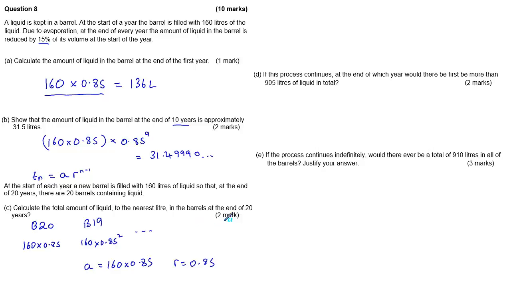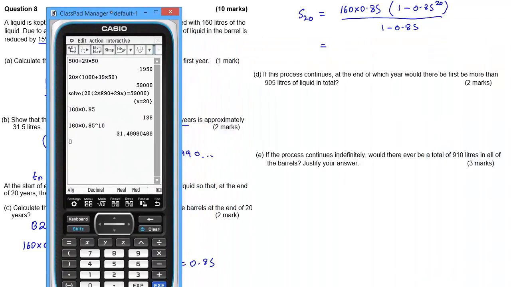So we want the sum of 20 terms. So that's going to be 160 times 0.85. I suppose there I should have written 136 to save time. And then we're going to have 1 minus 0.85 to the power 20 all over 1 minus 0.85. So we just need to calculate that.